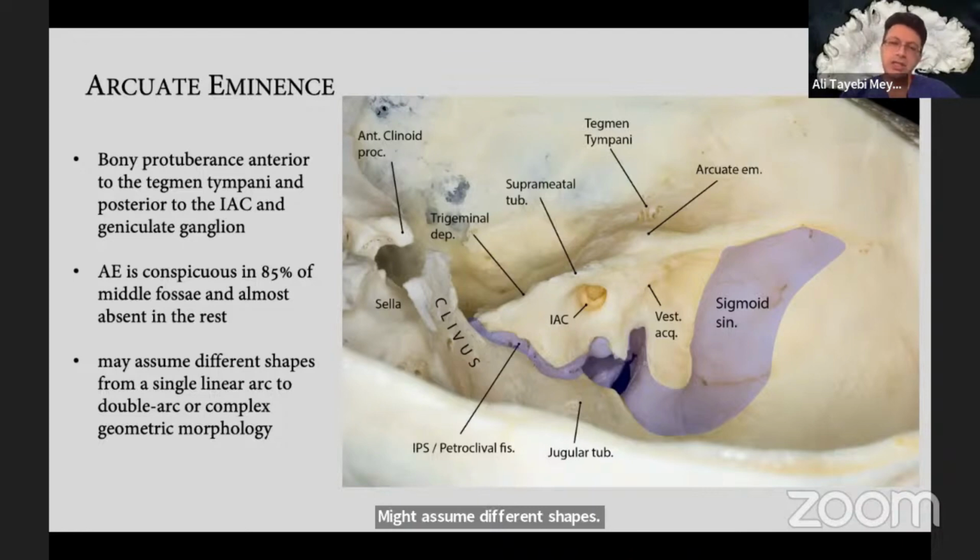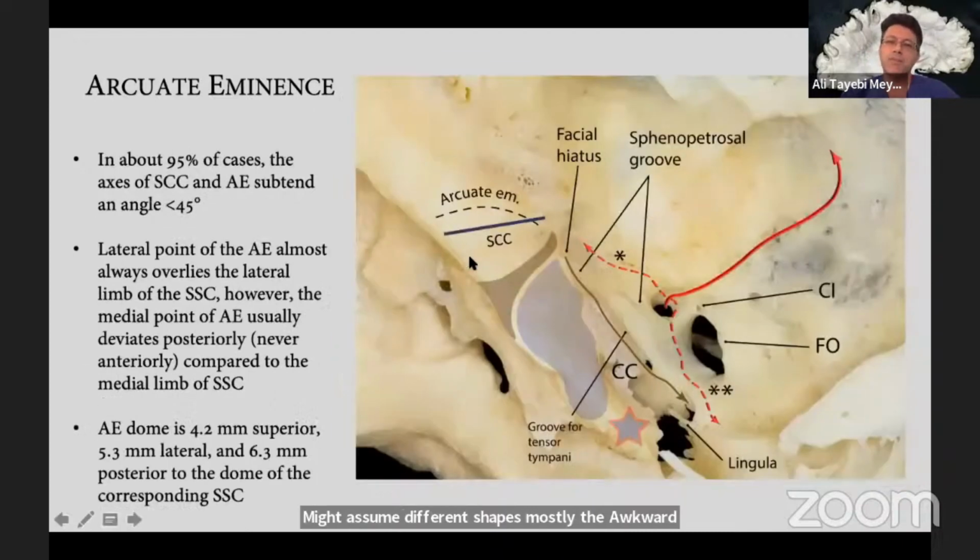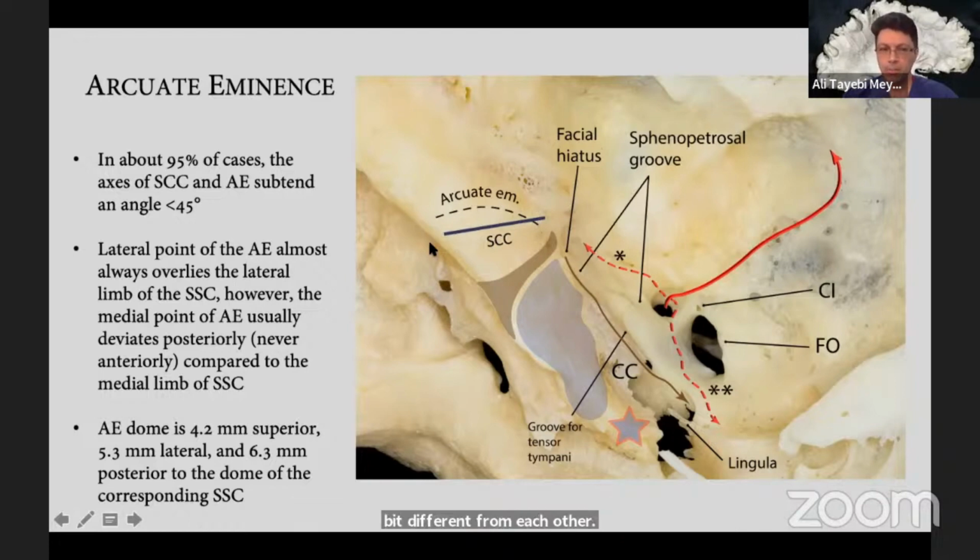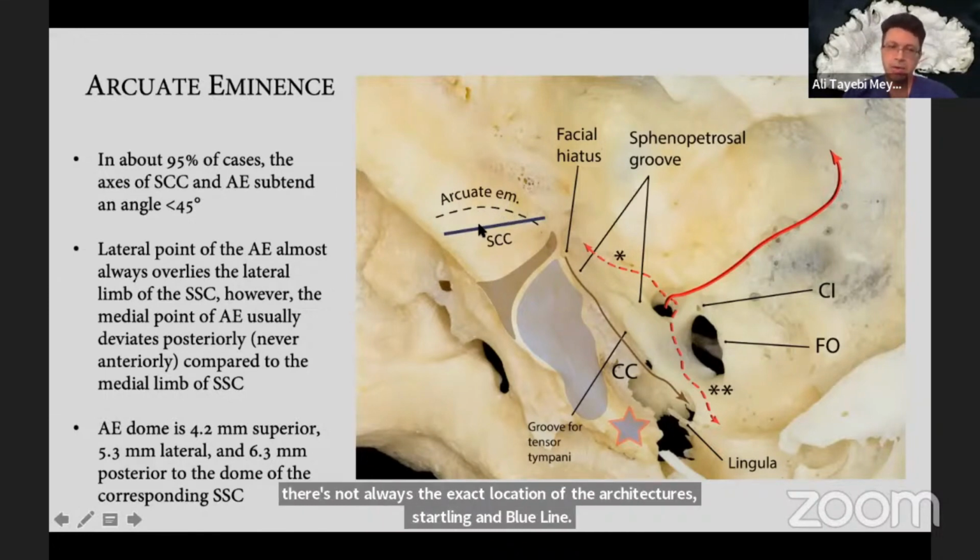Mostly, the arcuate eminence corresponds to the superior semicircular canal. And if you look at it, it is projecting anterolaterally. But look, the arcuate eminence is like that, the superior semicircular canal is like this. So the lateral end near the fundus of the IAC almost always corresponds, but their medial end might be a little bit different from each other. There might be an angle of about 10 degrees between the two. So it is not always the exact location of the arcuate. So if you start drilling in blue line in this superior semicircular canal here, you may find it a little bit more anterior. Okay.